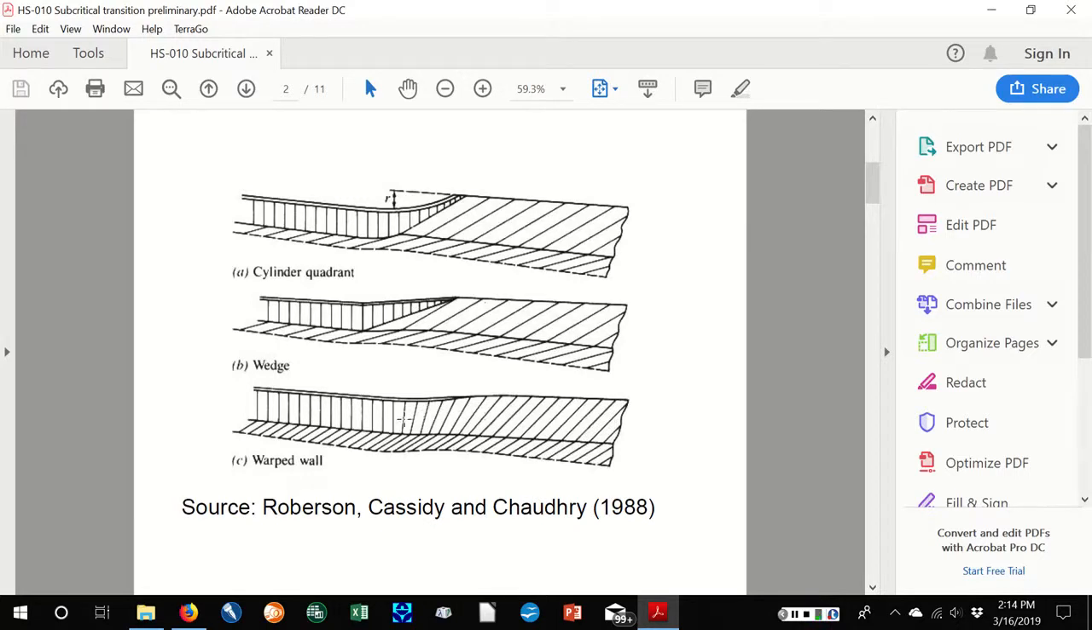This type of transition is very easy to calculate, but extremely hard to build. So we're going to use the warped wall transition for calculations, and then we will put it into HEC-RAS to actually get a final sizing, for example, on a wedge transition.